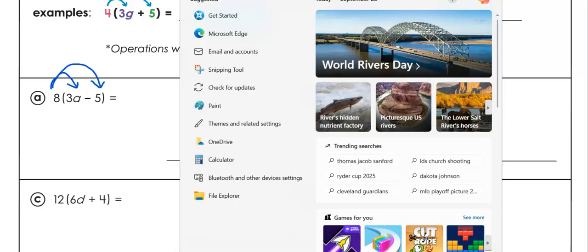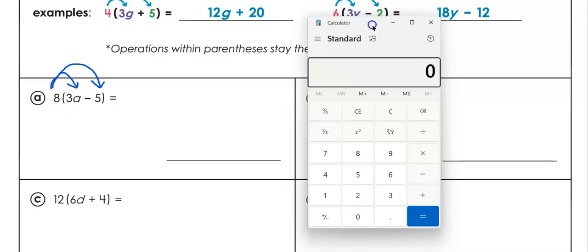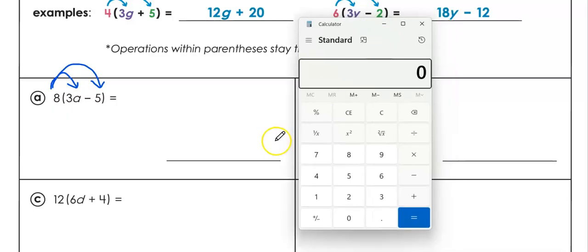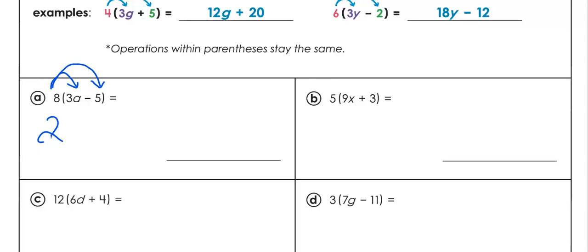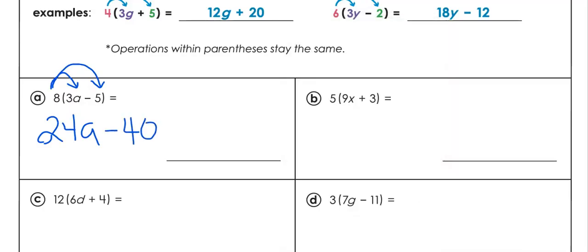All right, so let me take a calculator out. And make sure you get a calculator too, or use your computer one. Okay, first one is 8 times 3, and that's 24. 24a, make sure you put the letter. And then the next one's a little tricky here. We're gonna have to do 8 times negative 5, and that's negative 40. Okay, and that's our answer. Pretty easy.